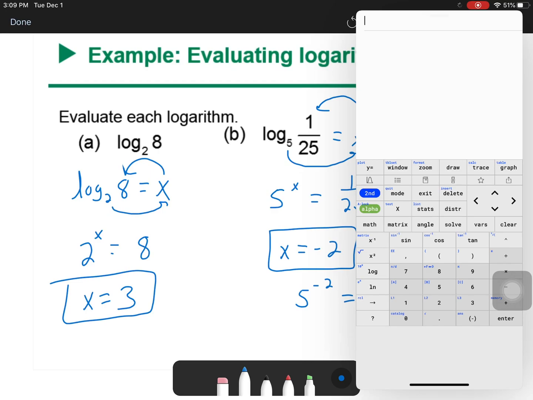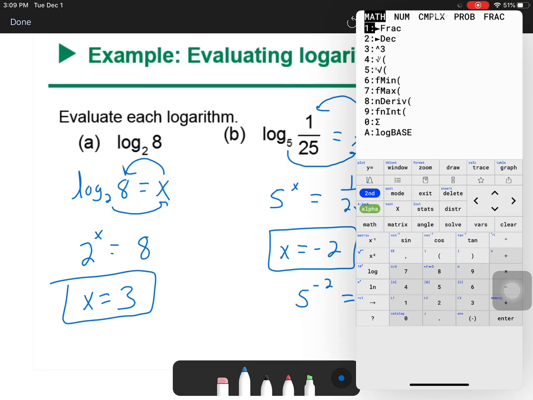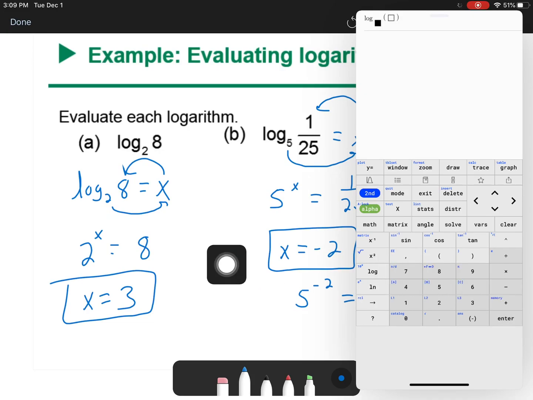If you're looking on your calculator, I think it's under math, and then over to choice A. It might be different, but it's under math, and on mine it's choice A, log base. If we choose that one, it pulls it up like this on most of the newer software calculators. So I could do, for example, the log base 2 of 8: I can just put the 2 in there and the 8 there and enter, and it gives me the value.